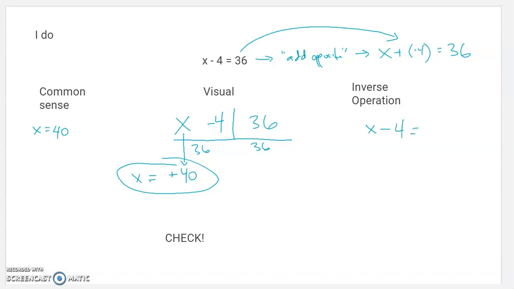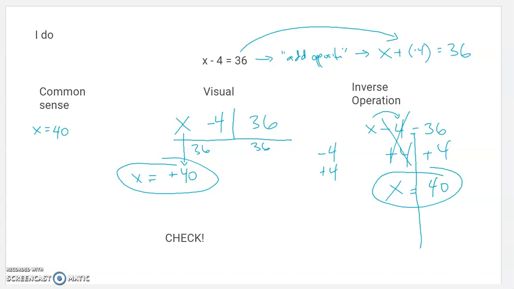x minus 4 equals 36. What's happening to my variable? 4 is being subtracted from it, so the inverse of subtracting 4 is adding 4. So if I add 4 to both sides, x minus 4 plus 4 is just x, and 36 plus 4 is 40. So x equals 40, just like it did over there and over there.